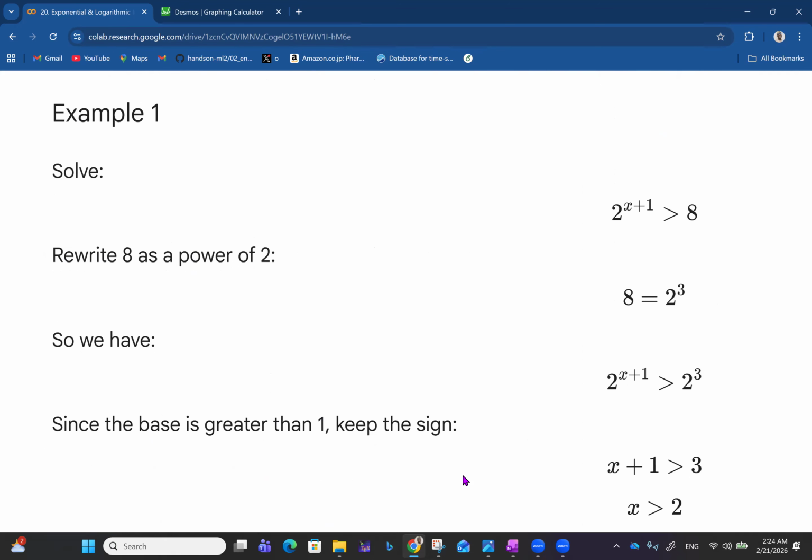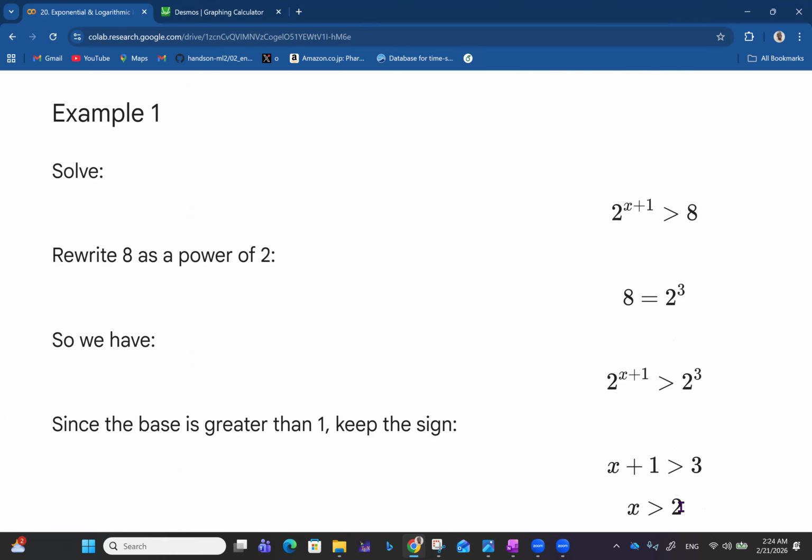So example 1, we want to solve 2 raised to power x plus 1 greater than 8. So we rewrite 8 as a power of 2. That means 8 is 2 raised to power 3, right? That means 2 raised to power x plus 1 is greater than 2 raised to power 3. And since the base 2 is greater than 1, we can keep the sign, and we just say x plus 1 is greater than 3. If you subtract 1 from both sides, we say x is greater than 2. And that really makes sense because if x is greater than 2, we start from like 2.1, or let's take the next integer, that's 3. So 2 raised to power 3 plus 1.